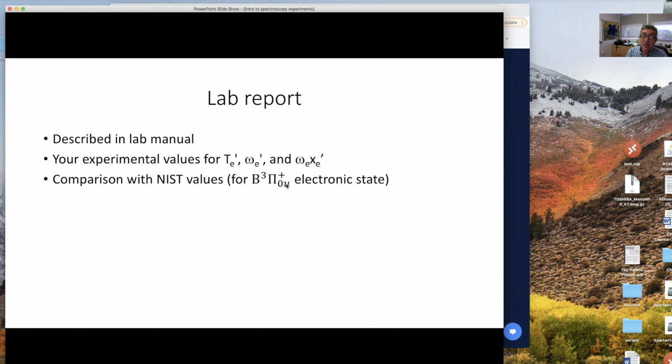This tabulated data is fairly old, maybe from 1975 or so. They haven't updated it. There's more data in the literature, but it's not in the NIST website. So it could be that your results are even more accurate than the NIST. We don't know, but make the comparison.